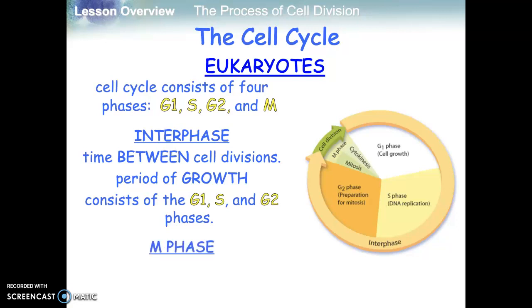Okay, the M phase is cell division. This is where the cell will go through a process of dividing up the genetic material and producing 2 identical daughter cells. Okay, so we have interphase and the M phase. The interphase consists of the G1, S, and G2. Cell division itself is just made up of the M phase, which consists of mitosis and cytokinesis.